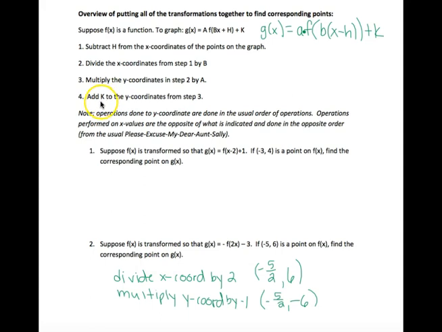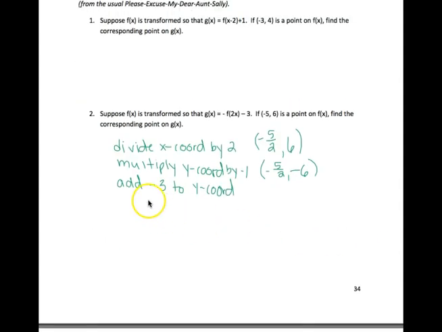Then finally, add k to the y coordinates from step 3. So, meaning, again, take this answer. We're not starting over. And so I'm going to add negative 3 to the y coordinate. Now, adding negative 3 is the same as subtracting 3, so totally fine with me if you say subtract 3 from the y coordinate. So the x coordinate stays the same, negative 6 minus 3 gives me negative 9. This would be my final answer. This would be what I get when I complete the transformations.